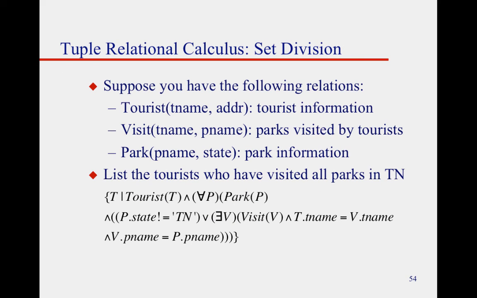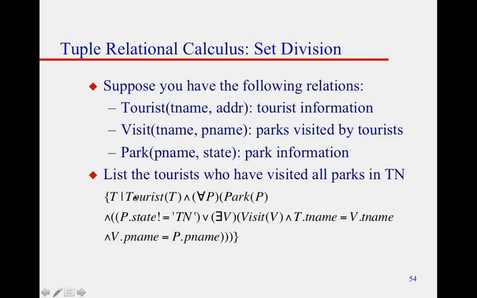Okay, and here's set division. So I'm just showing you how you can translate essentially each operation in the relational algebra into the relational calculus. So I'm giving a kind of quasi-proof that the relational algebra is relationally complete. So here I'm assuming that tourist has some tourist information. Visits is which tourist has visited which park. Park is a list of parks and the state they're located in. So I want tourists who visited all parks in Tennessee. That's set division. All parks in Tennessee.